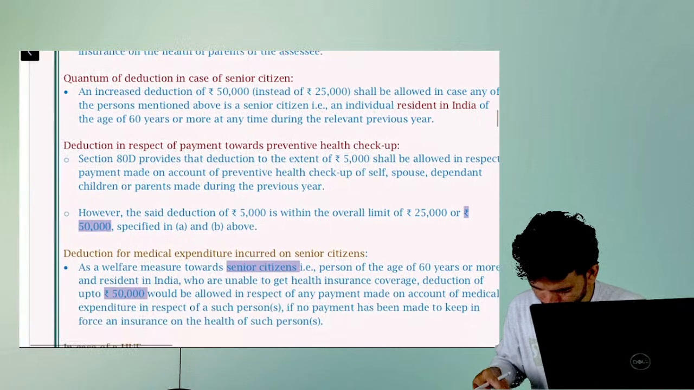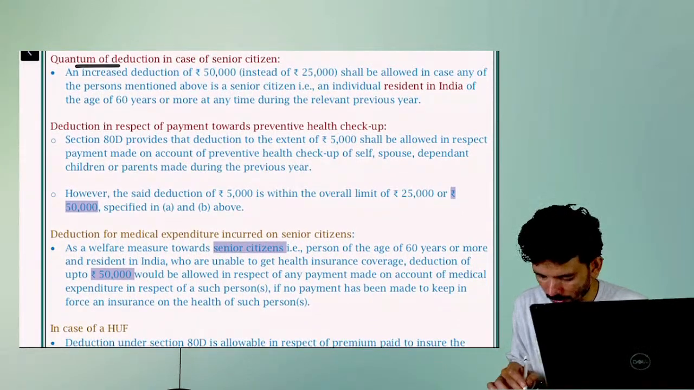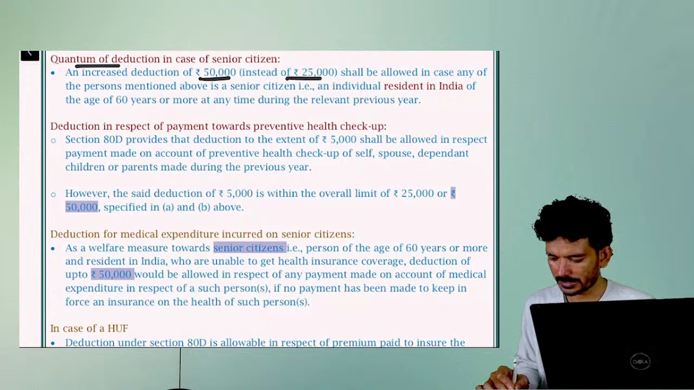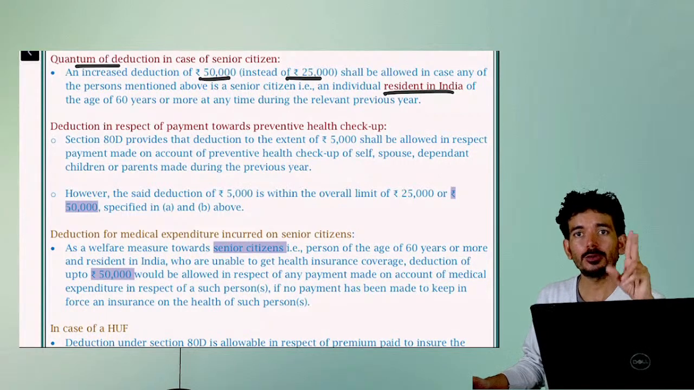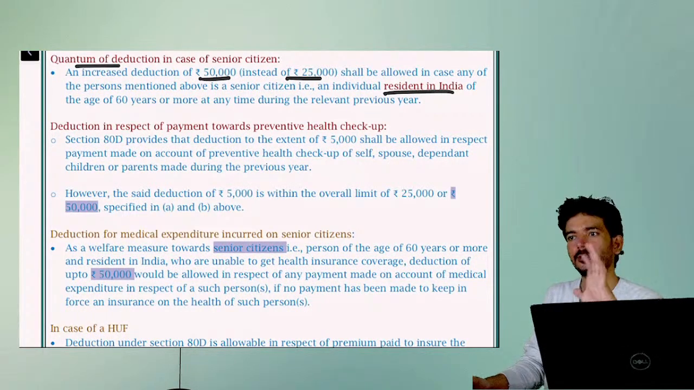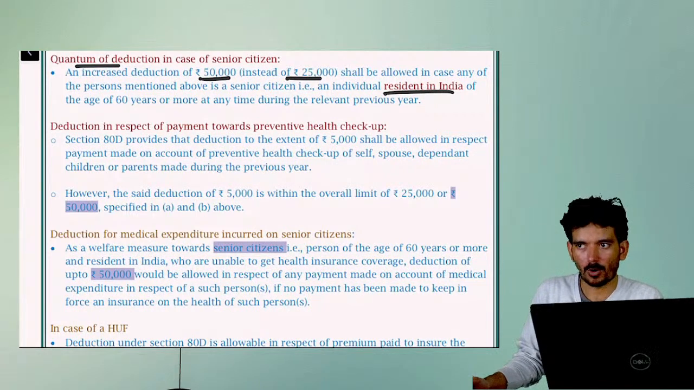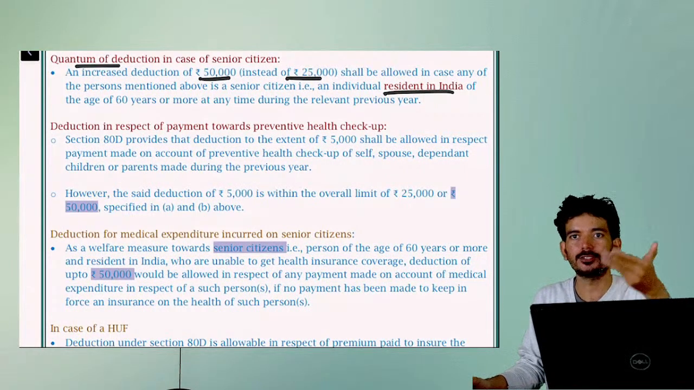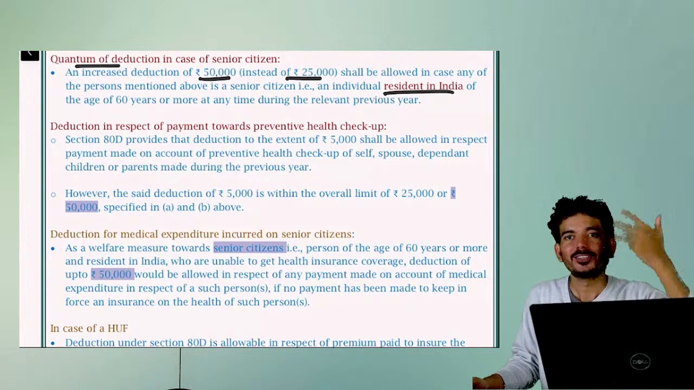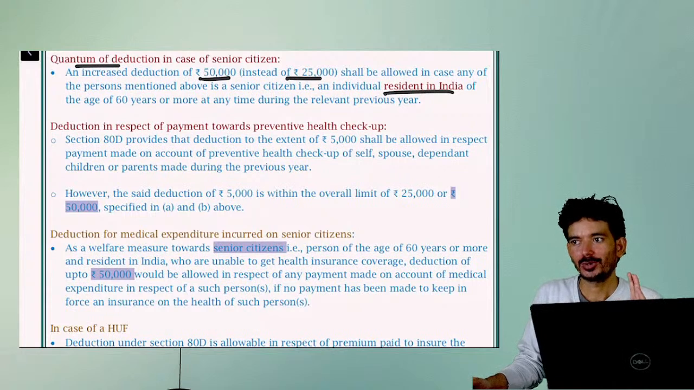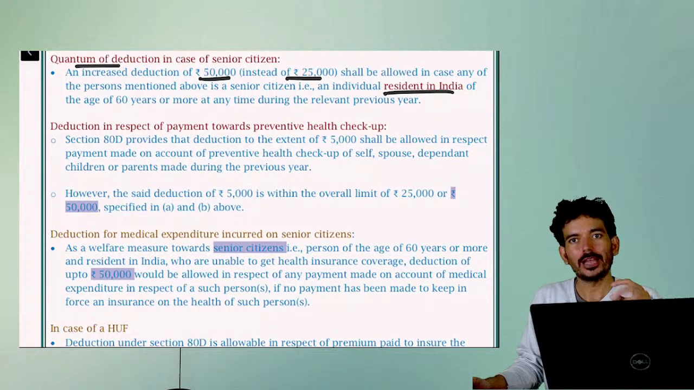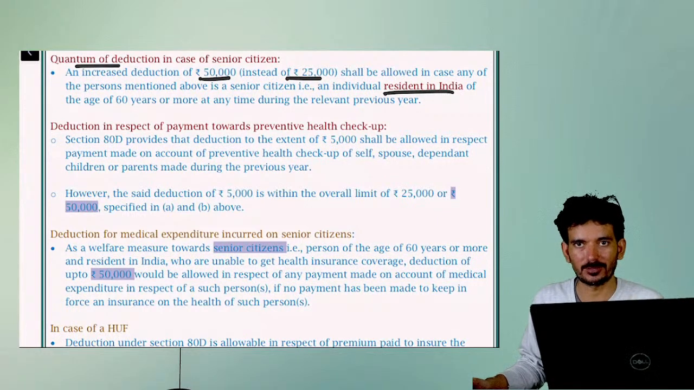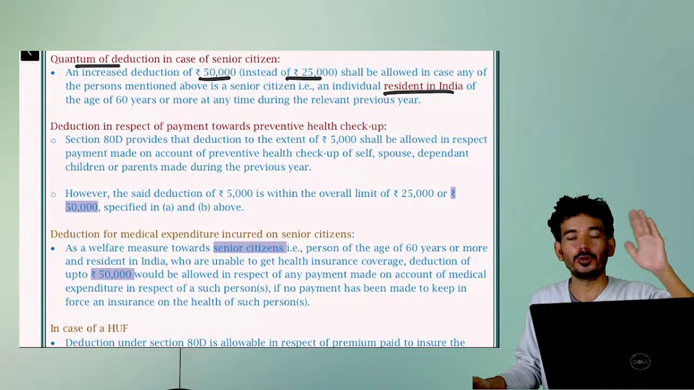So the quantum of checkup I told is 50,000 if it is a senior citizen, otherwise it is 25,000. But for senior citizens, in examination you can expect this question: they have to be resident in India. Assuming my mom and dad are staying in the US, even though they are senior citizens, I cannot claim 50,000. I can claim only 25,000 because they are not resident. That higher limit is given only for a resident.